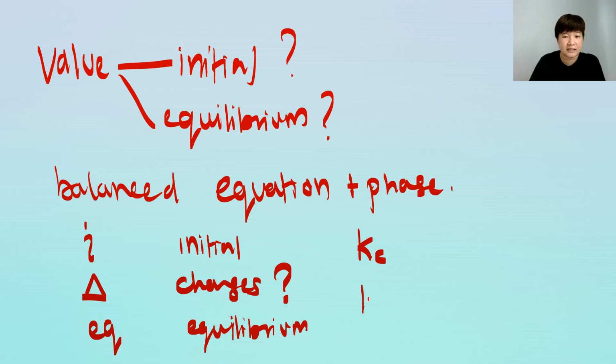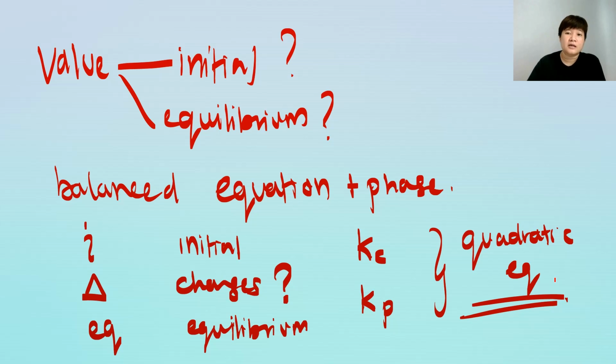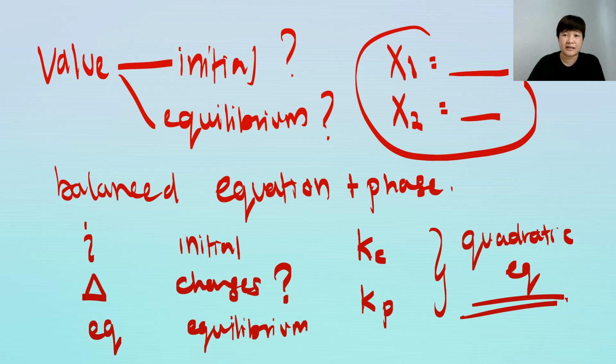Make sure you can write your Kc and Kp correctly. At the end of it is the quadratic. Make sure you can do and solve your quadratic equation. And last but not least, when you have your x1 and your x2 values, make sure you choose them correctly. Which one are you going to choose? This selection of x1 and x2 will depend on the changes. Look at the changes and the initial, because that will determine what your x is, your unknown. Bear that in mind: your initial must always be bigger than your changes. Vice versa, your changes must always be smaller than your initial.